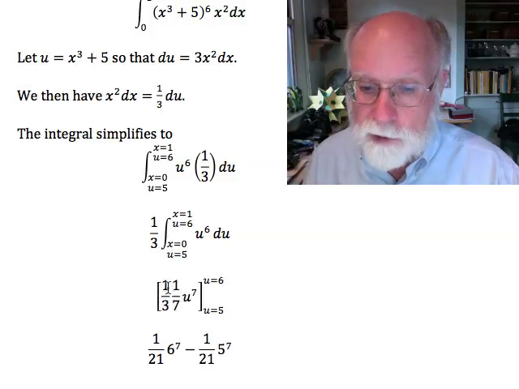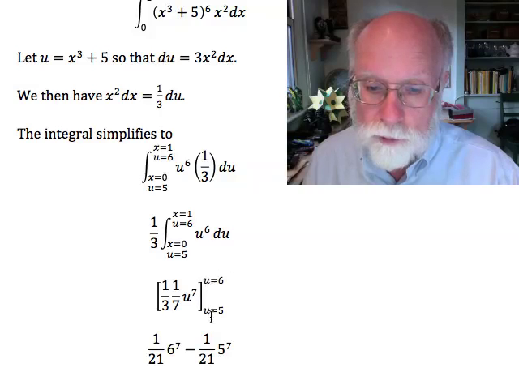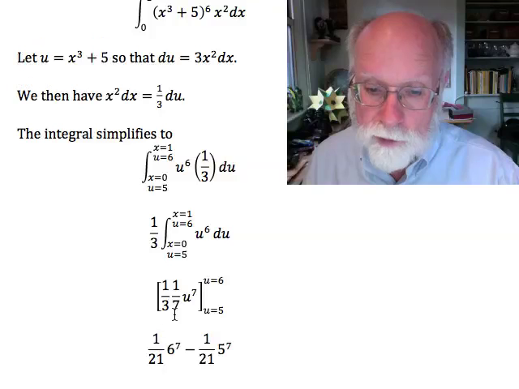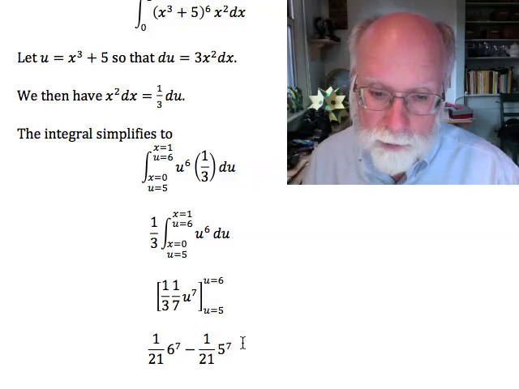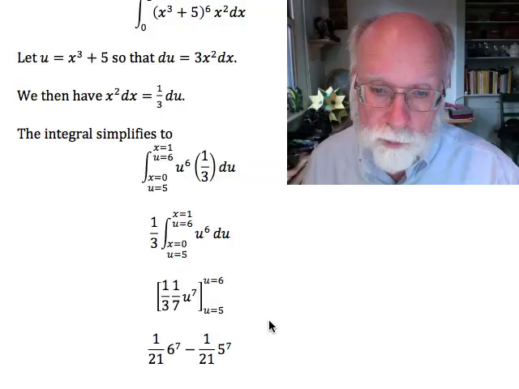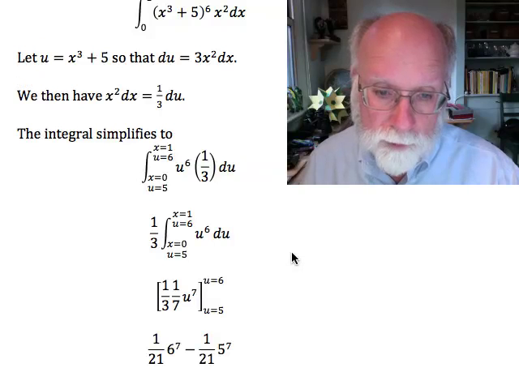And we have the antiderivative inside the box here, and we're going between 5 and 6 to evaluate that to get the definite integral. So now the final step is 1 over 21, so that's 3 times 7. We substitute u equals 6, so we get 1 over 21 times 6 to the 7th power, minus 1 over 21 times 5 to the 7th power. And this number is the value of the definite integral that we were going to calculate.